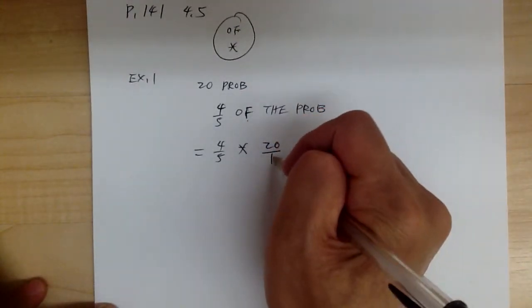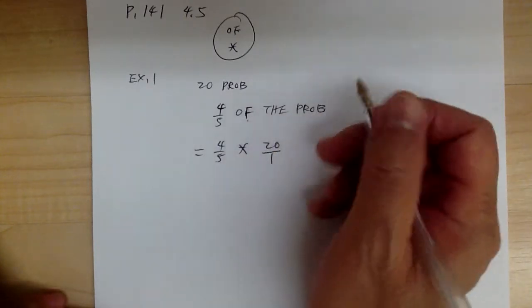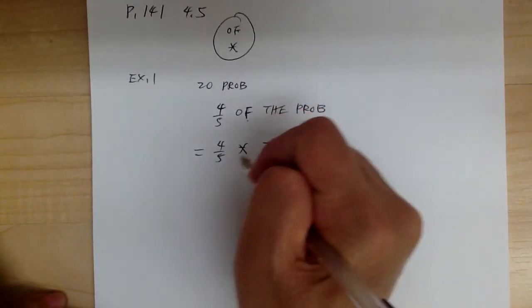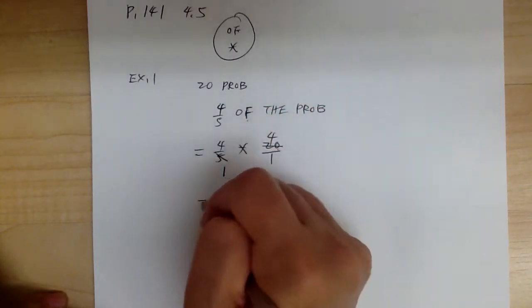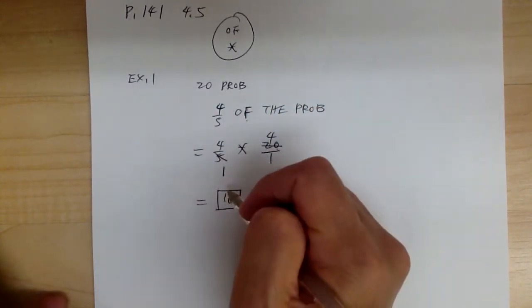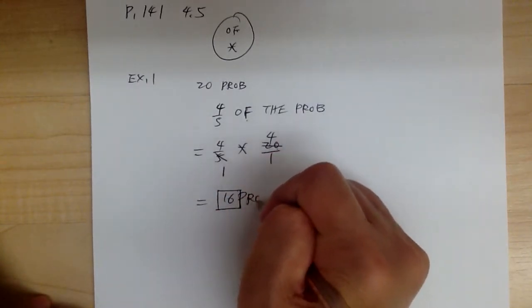When you write 20, put it over 1, so that way it's easier to do the cancellation. So 5 and 20 can divide by 5. Divide by 5, you get 1. Divide by 5, you get 4. So the answer is equal to 16. And you want to write problems.